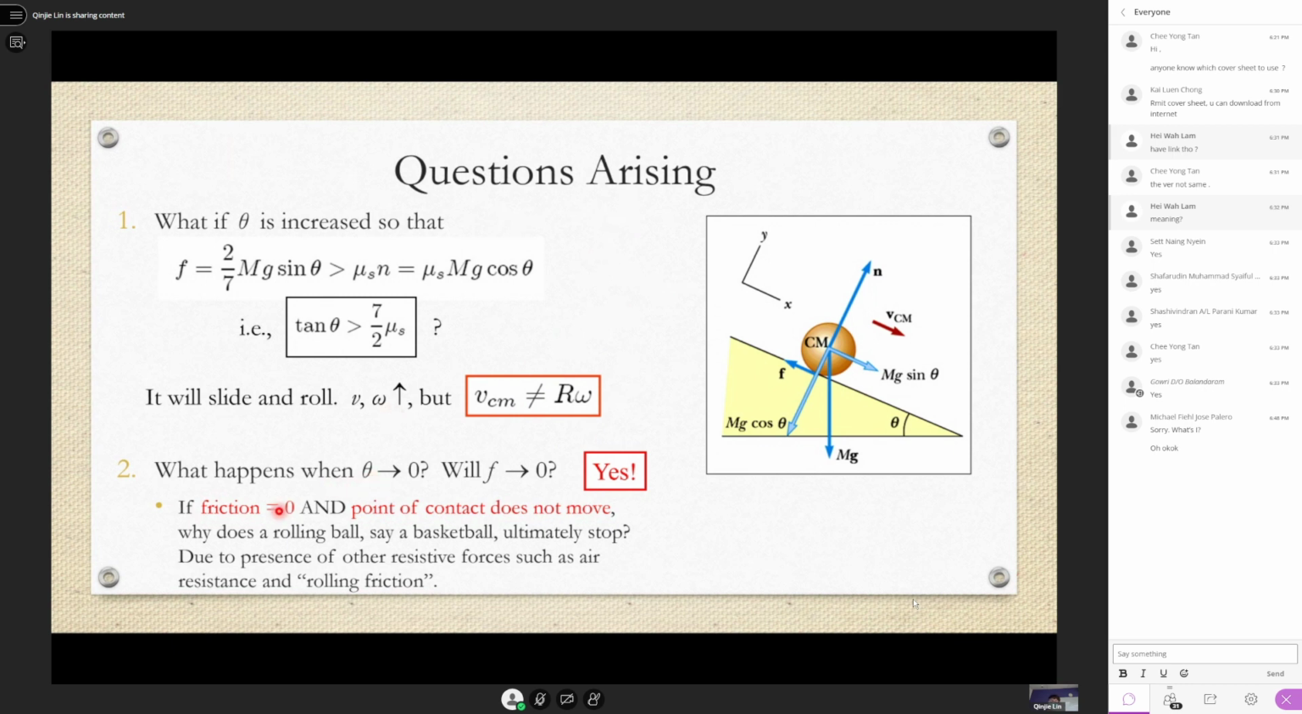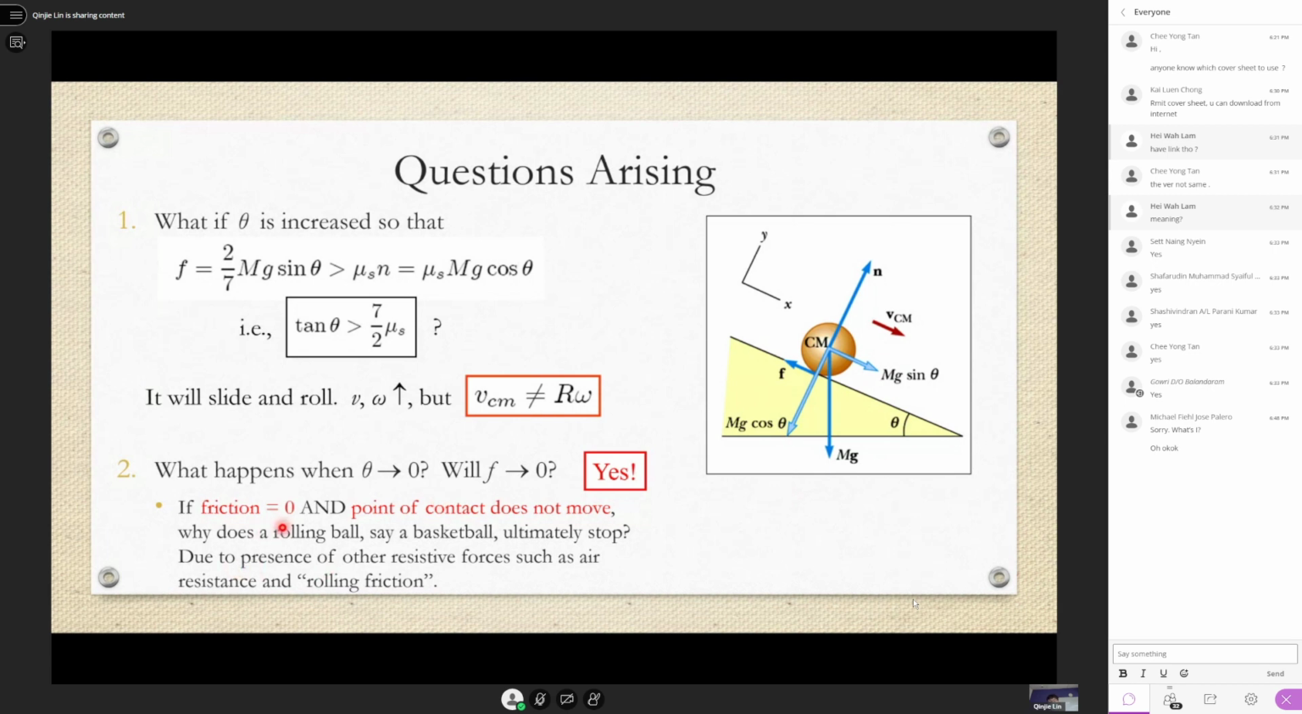Then on the other extreme end, what happens when theta tends to 0? That means this whole slope becomes no angle. Okay, just a flat ground. Will F become 0? The answer is yes. There will not be any friction anymore. Okay, because you are going on a flat ground.